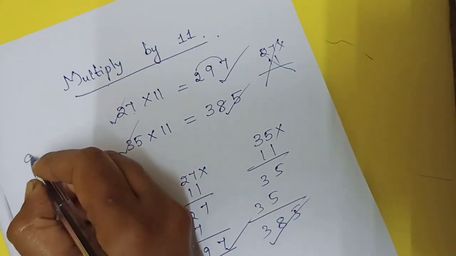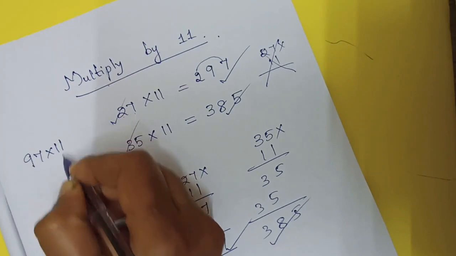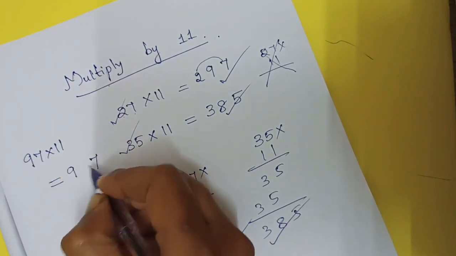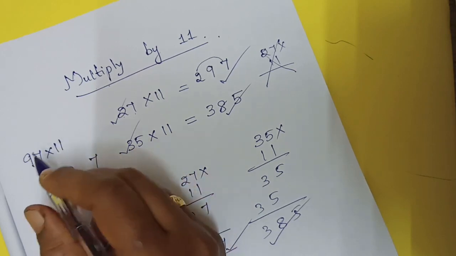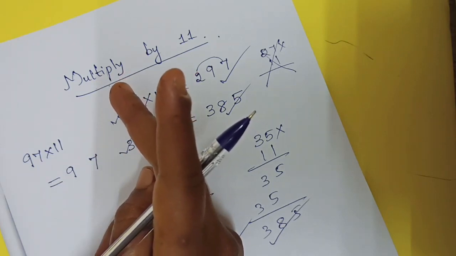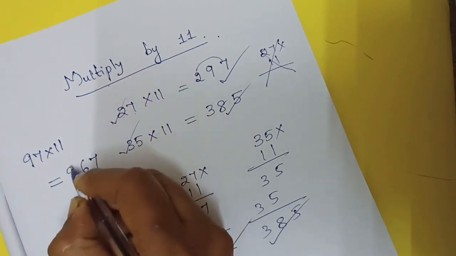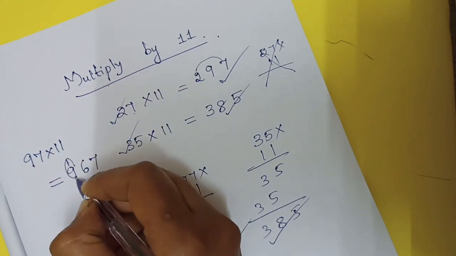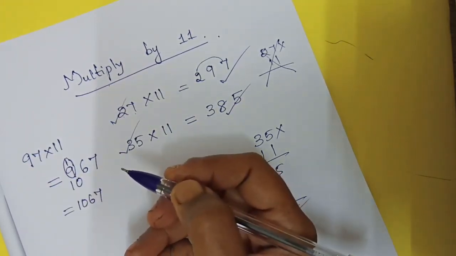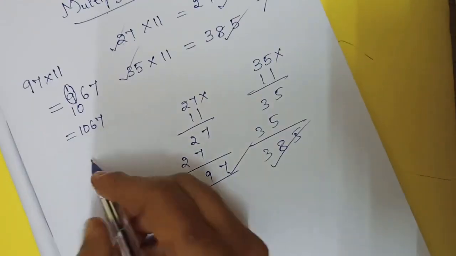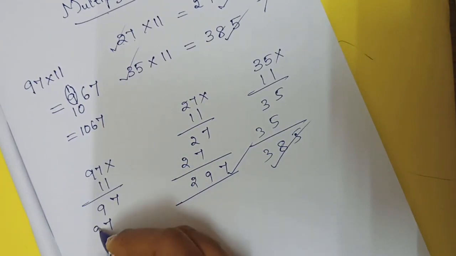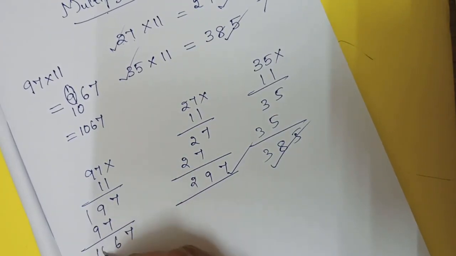Listen. Suppose 97 into 11, which is equal to, split the digits, 9 and 7, add the digits: 9 plus 7 is 16, a two-digit number. So 6 stays here, carry 1 goes here, and this 9 changes to 10. So the answer is 1067. We need to check this. 97 into 11, 7, 9. Okay.